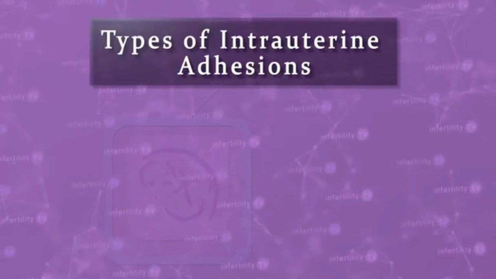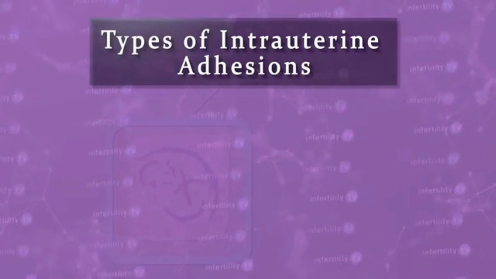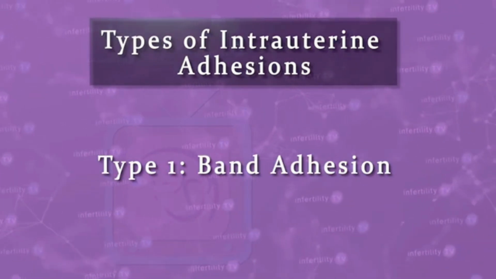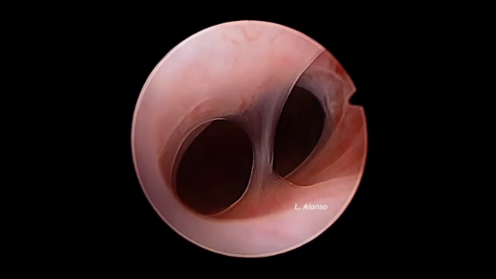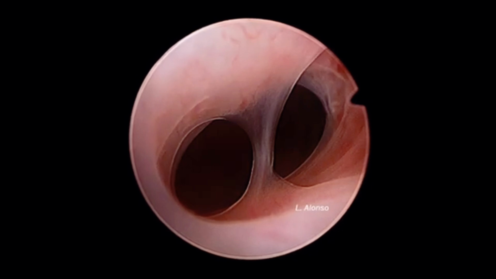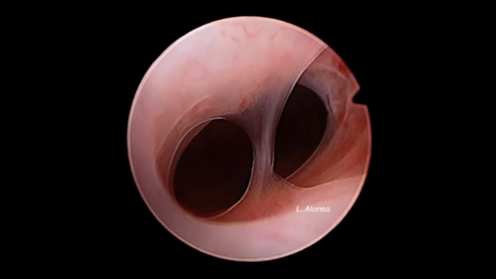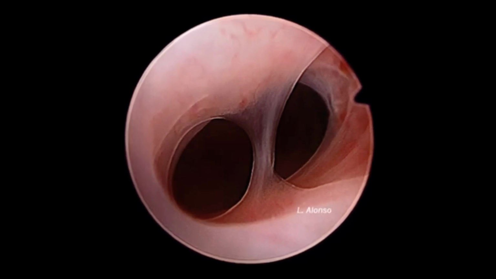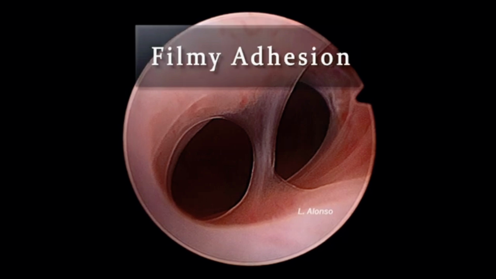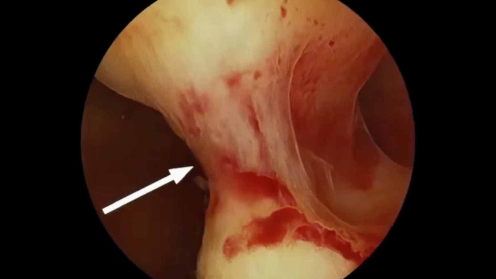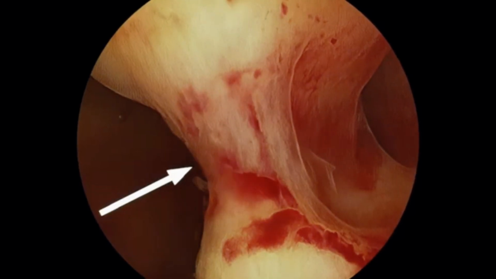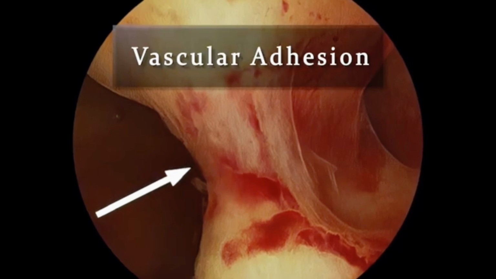There are different categories of intrauterine adhesions. Category 1 is called a band adhesion. This type of adhesion is a single piece of tissue that runs from one wall of the uterus to another. It can be very thin, which is called a filmy adhesion, or it can be thicker and even have blood vessels running inside. This is known as a vascular adhesion.